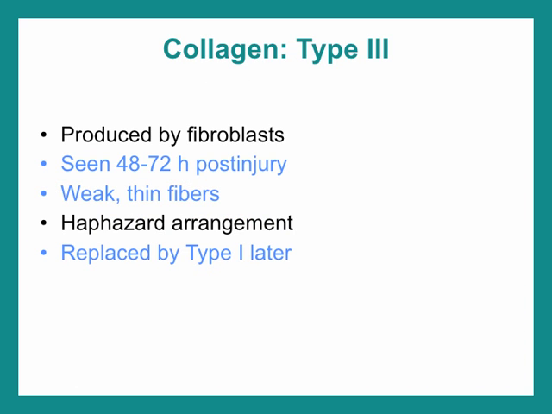In this phase, we've talked about collagen as type 3. Collagen of type 3 is usually seen about 48 to 72 hours post the injury. They're really weak and thin fibers. They've come in just to try to do quick damage control. They're laid down really haphazardly. And eventually they're going to be replaced by type 1 collagen fibers, which are much stronger.